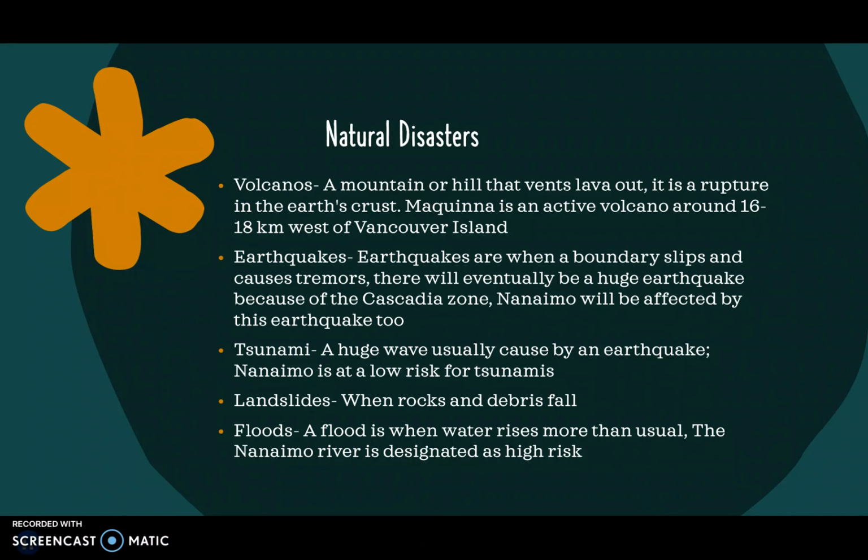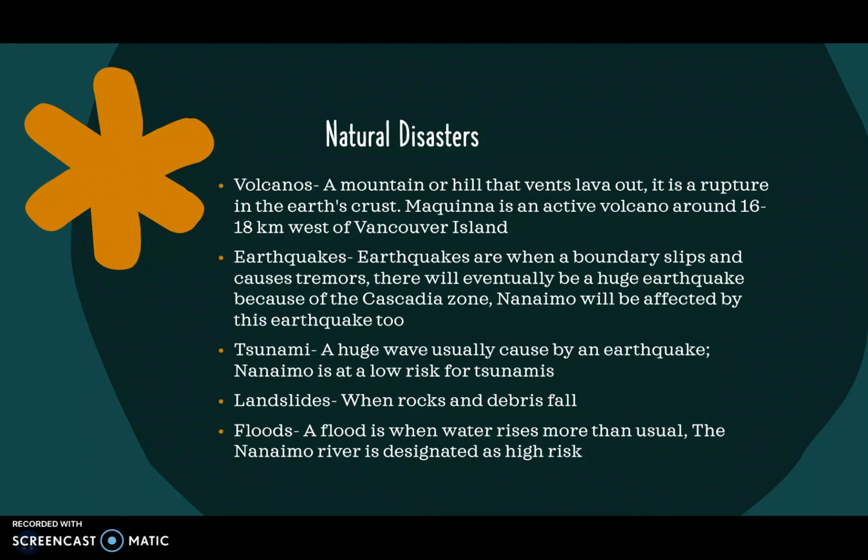Natural disasters. Volcanoes. A mountain or hill that vents lava out. It's a rupture in the Earth's crust. And earthquakes. Earthquakes are when a boundary slips and causes tremors. Nanaimo will eventually be affected by a big earthquake, as will all of Western Canada.